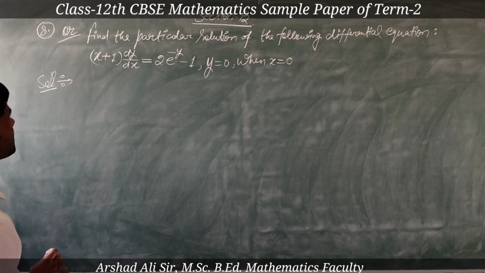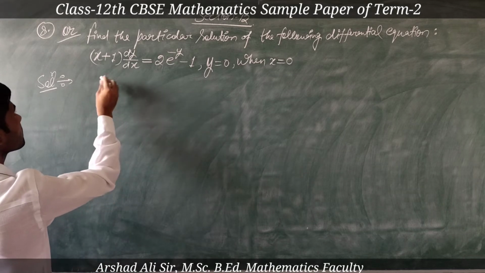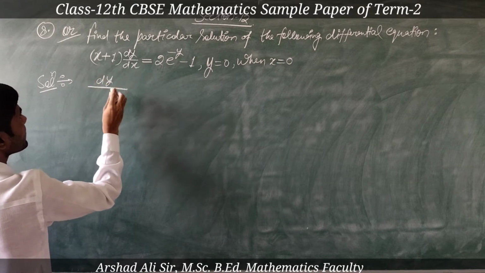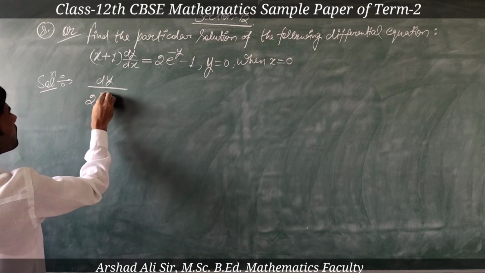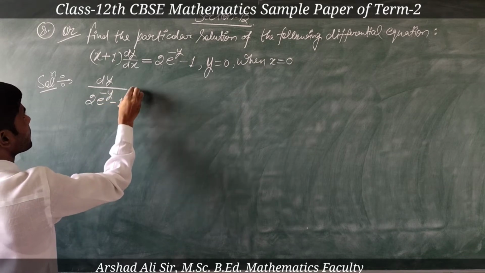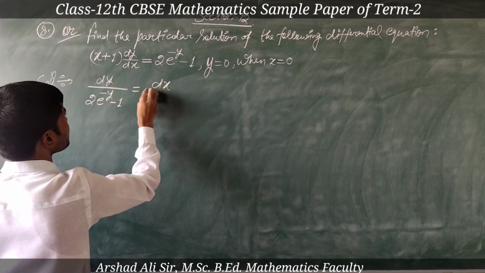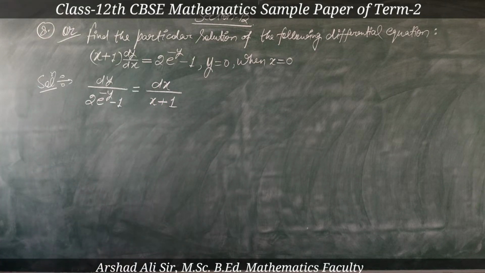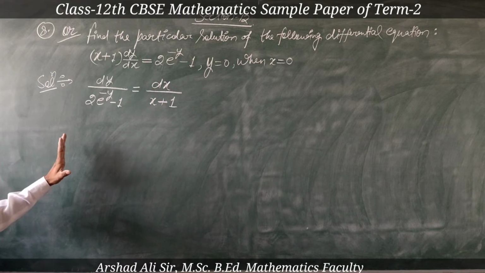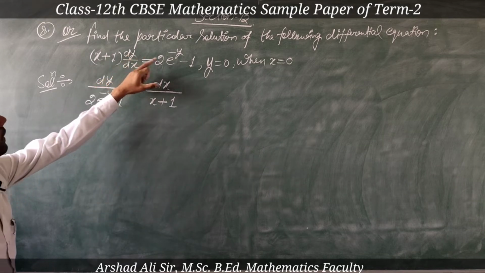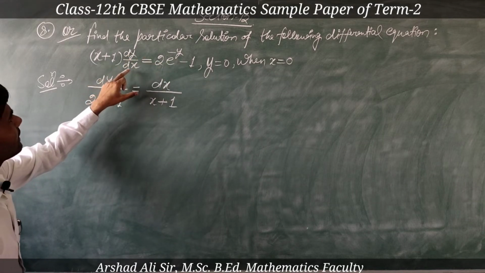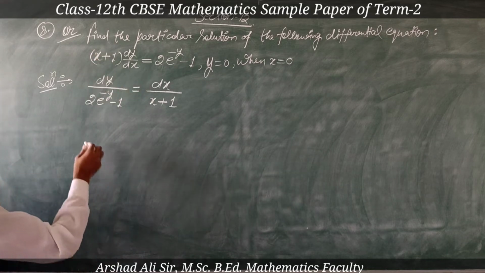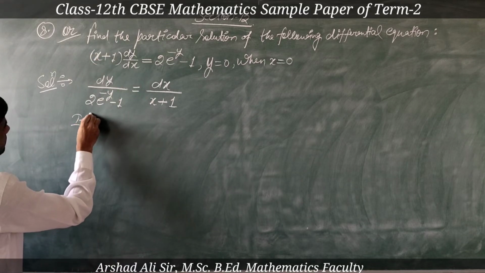So the given differential equation can be written as dy upon 2 e to the power minus y minus 1 is equal to dx upon x plus 1. Can we write this? It is called variable separation. Dy upon 2 e to the power minus y minus 1, and on the right side dx upon x plus 1. Now integrate both sides.